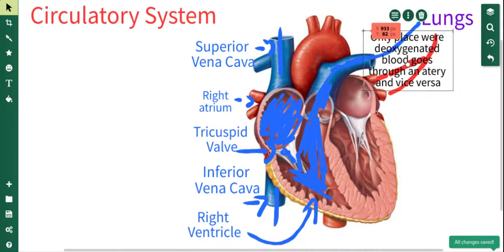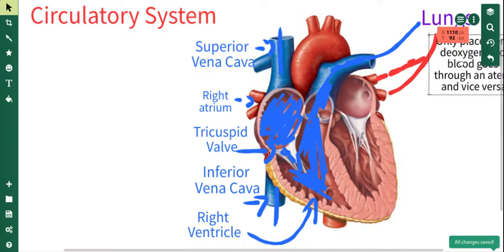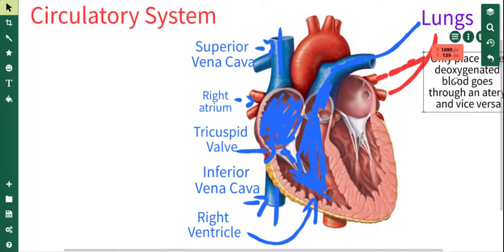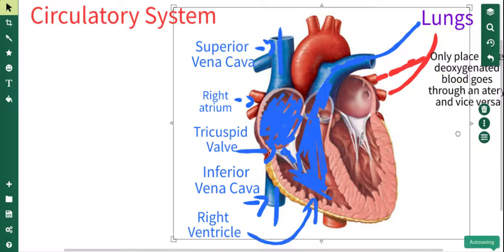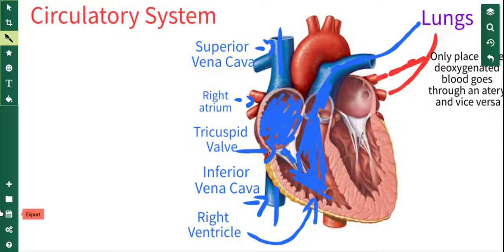So this section right here is the only place where deoxygenated blood goes into an artery and oxygenated blood goes to the vein. So after that, it'll go up here.